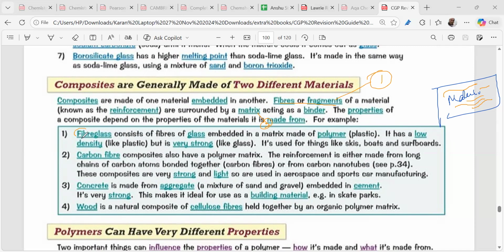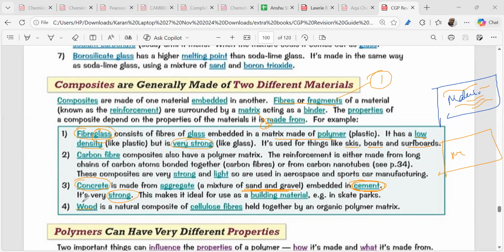Now see fiberglass. What is fiberglass? As the name suggests, glass fibers are the fibers embedded in a polymer matrix, right? Clear? The polymer matrix has a low density, but it's very strong like glass. Where is it used? Boats, skis, surfboards. Now concrete, what is concrete? We take the matrix as cement, and the fibers or fragments are the sand and the gravel, right? And this is very strong.